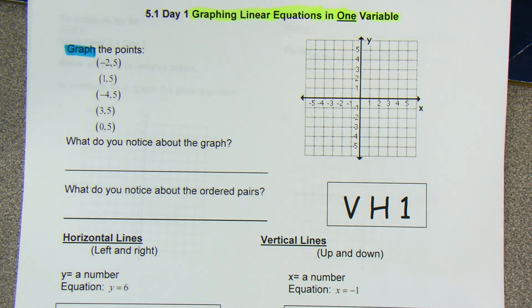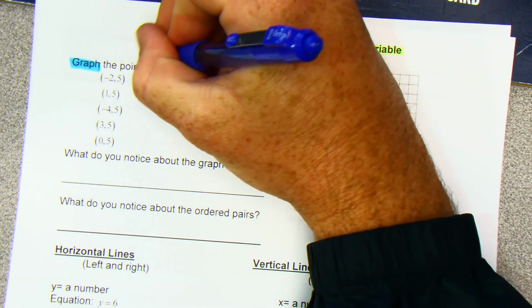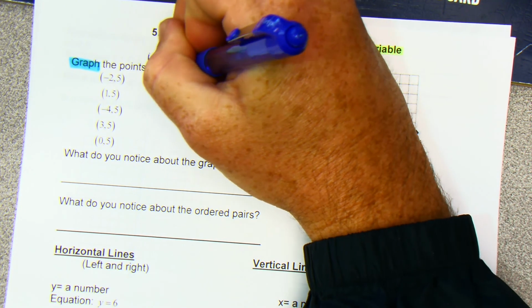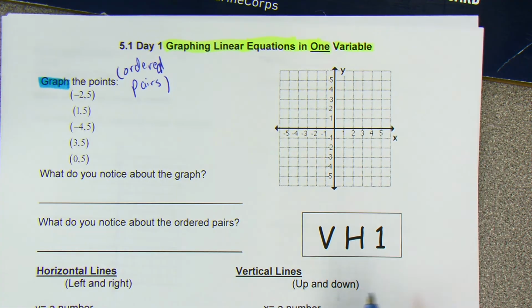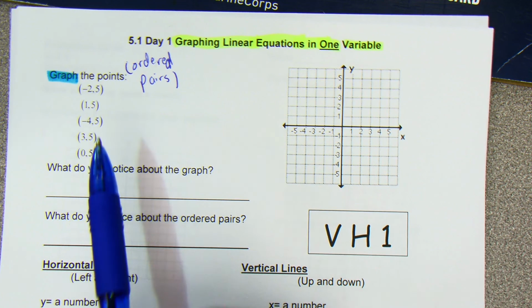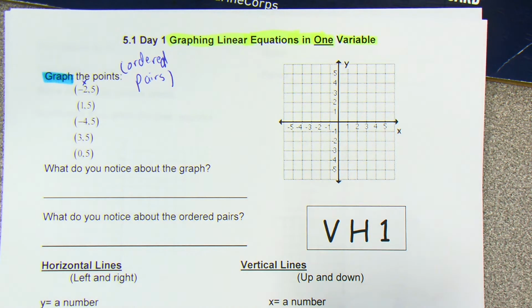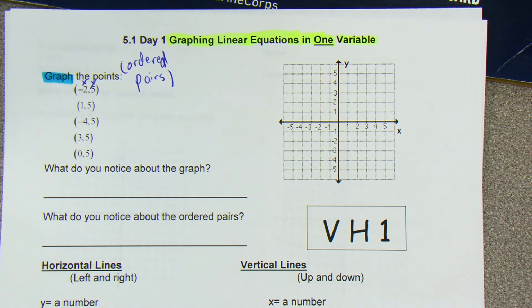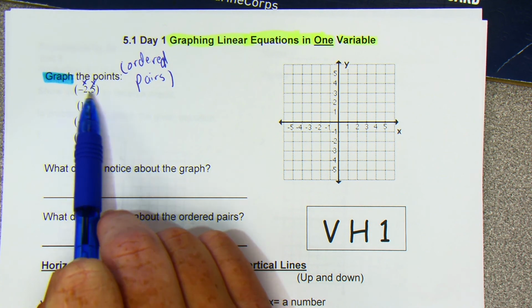These points are called ordered pairs. I'm going to put that in parentheses: ordered pairs. So all of these are ordered pairs, and in an ordered pair we have two different numbers. The first number is always going to be our x coordinate, so this is always our x. Our second number is always going to be our y coordinate. You can remember that because x comes before y in the alphabet. X always comes before y in an ordered pair.